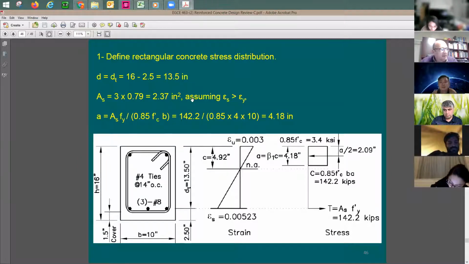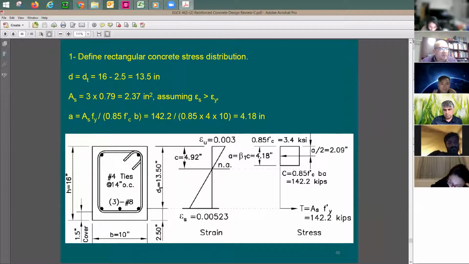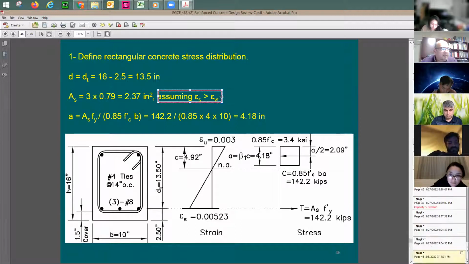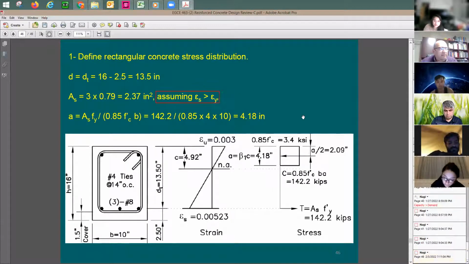So here's the first estimate. And this estimate needs to be confirmed later on. We assume here that the steel is yielding, meaning the stress is going to be at fy. If the steel is yielding, the stress is going to be at fy. And here, I'm going to set tension equals compression. Tension is going to be As times fy, assumed. And the compression is going to be 0.85 f'c times a times b.